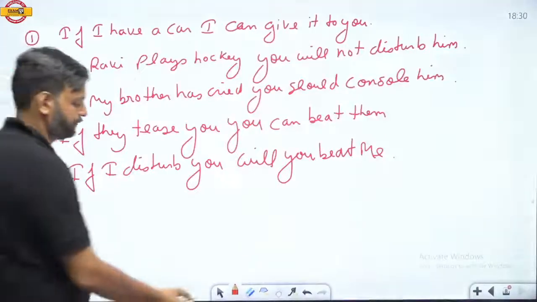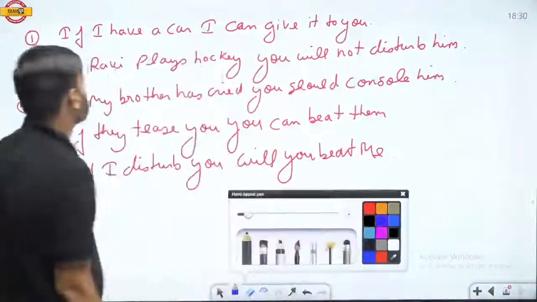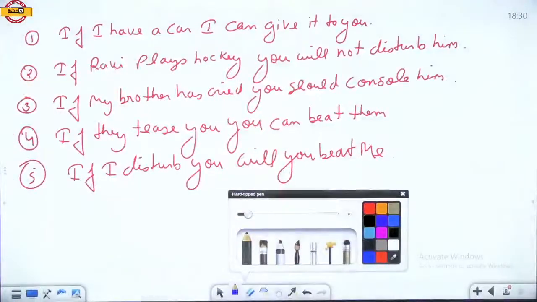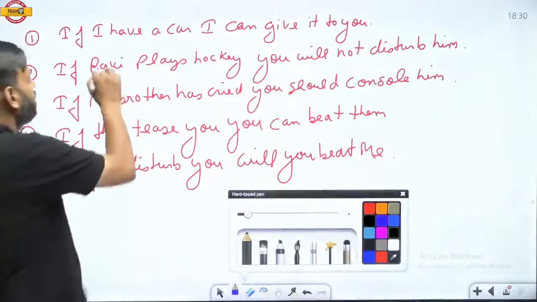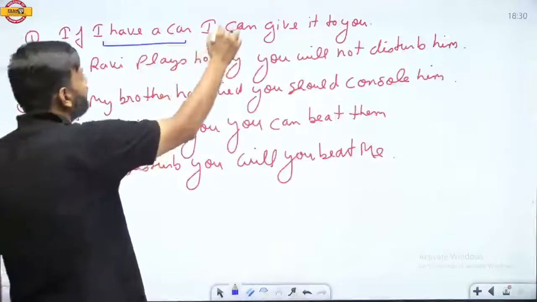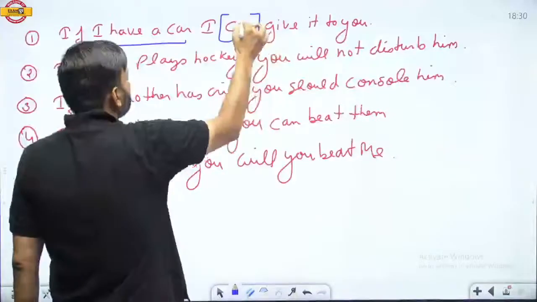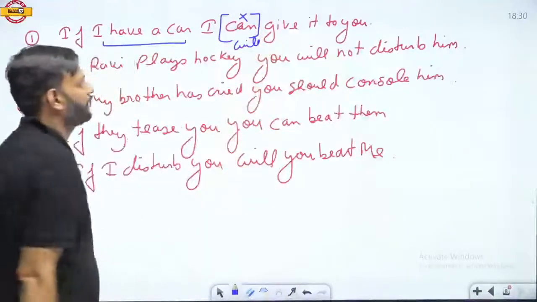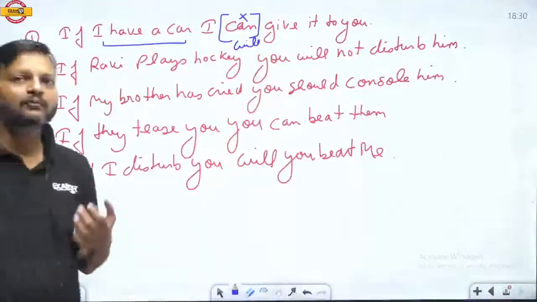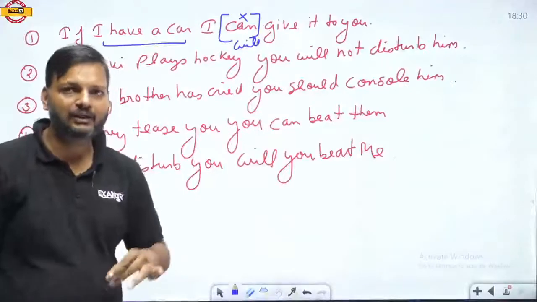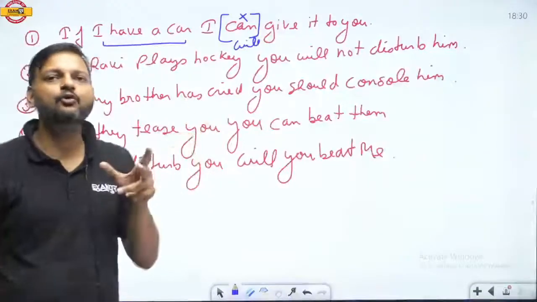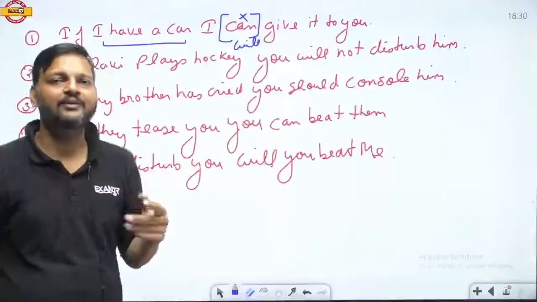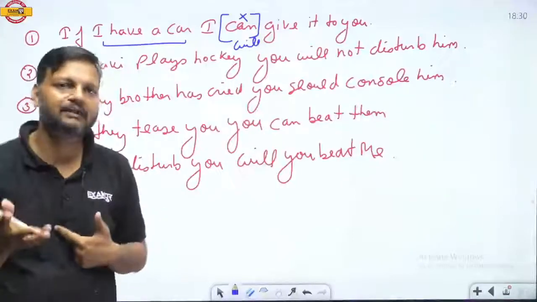Okay, let's start. Let's see the first sentence. If I have a car, I can give it to you. Here, the use of can is wrong. Here you have to use will in place of can: If I have a car, I'll give it to you. Because can refers to ability or capacity, and in that sentence, there is no sense of ability or capacity. It is a plan: if I have a car, I'll give it to you.